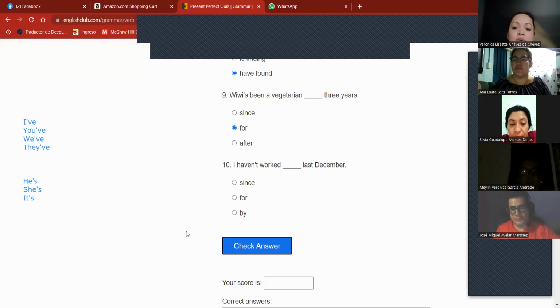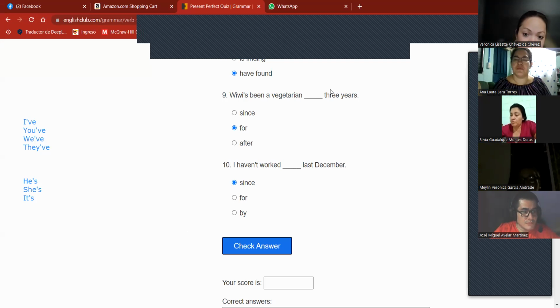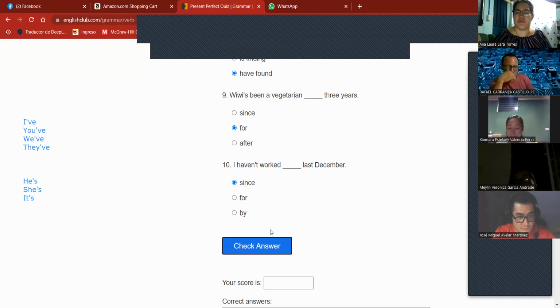Okay, I haven't worked since last December. For, you use it with a number: for 2 weeks, for 5 days, for 3 years. Since, you use it from the beginning of the moment. Since today in the morning, since last December, since January. Good, you understood that one. Questions, guys? Do you have any question?